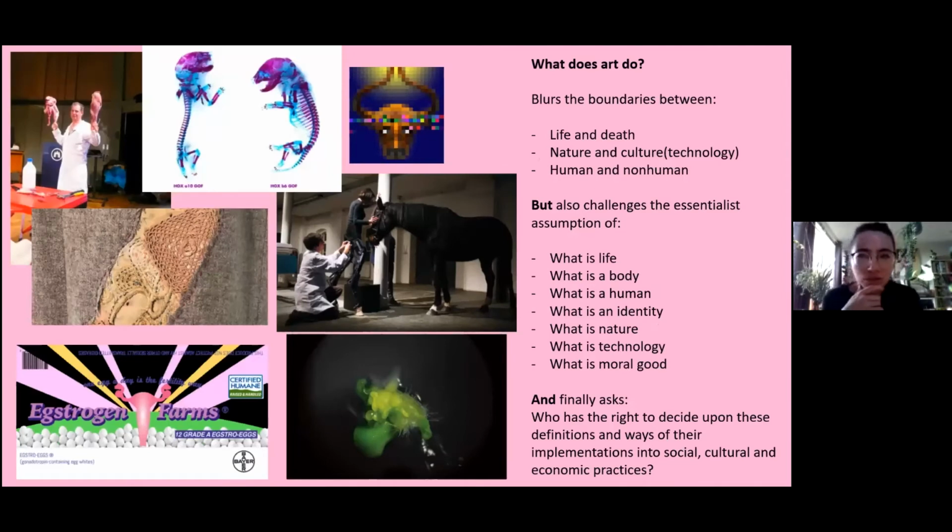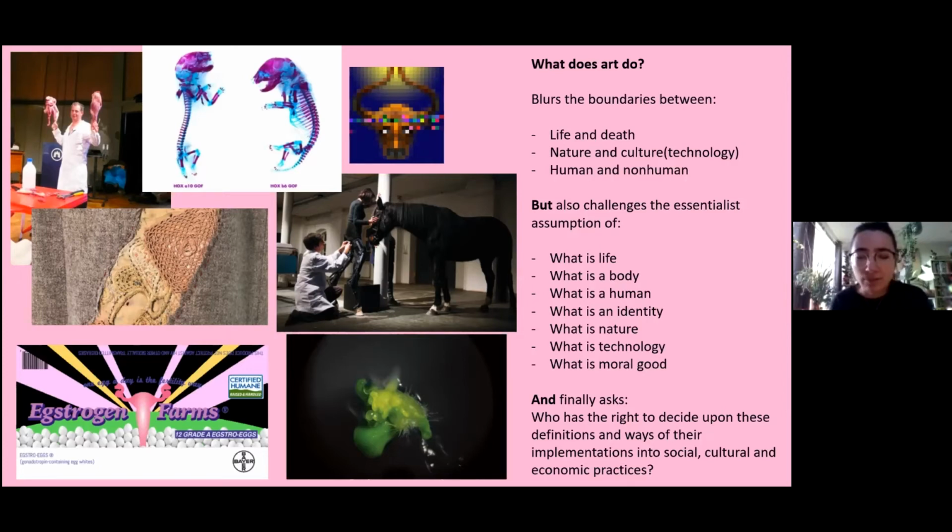So what does art do? This is a question that we should actually ask when discussing art that works with living bodies, that manipulates living bodies. These are some of the artworks that Lucas mentioned. And these are works that usually are said to blur the boundaries between life and death, nature and culture, and by culture I mean technology, human and human, but also challenge the essentialist definition of what is life, what is a body, what is a human, what is an identity, what is nature, what is technology, what is moral good. So in that sense, it finally asks who has the right to decide upon these definitions and ways of implementation into social, cultural, and economic practices.